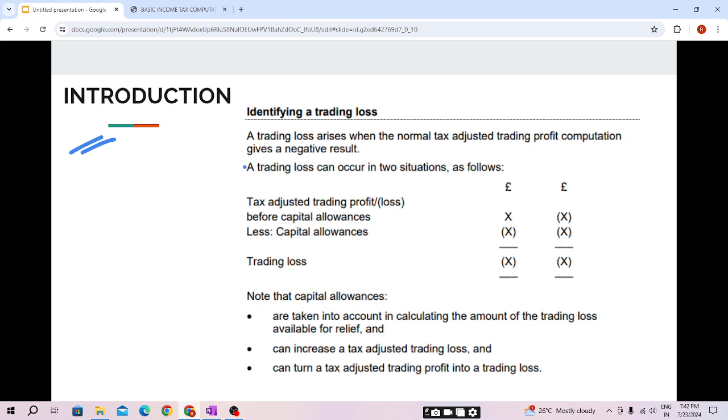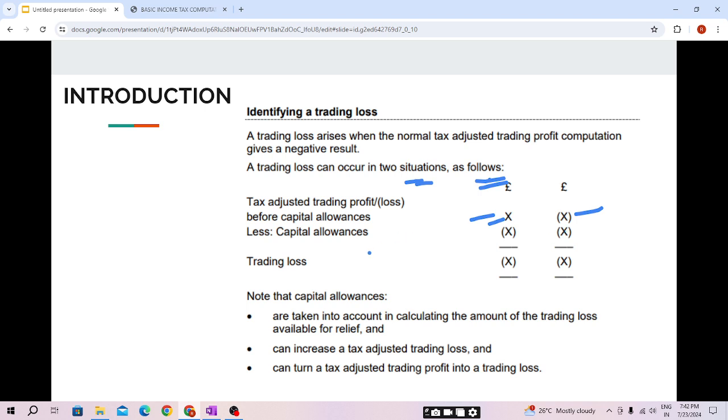So students, as we have seen, a trading loss arises when the normal tax adjusted trading profit computation gives a negative result. That is, when we calculate our tax adjusted trading profit figure, if we get a positive figure, it will be income. If we get a negative number, it will be a loss. This is clear. Now, a trading loss can occur in two situations as follows. Tax adjusted trading profit before capital allowance. Before adjusting the capital allowance, we will have either profit or loss. The amount will be either positive or negative.